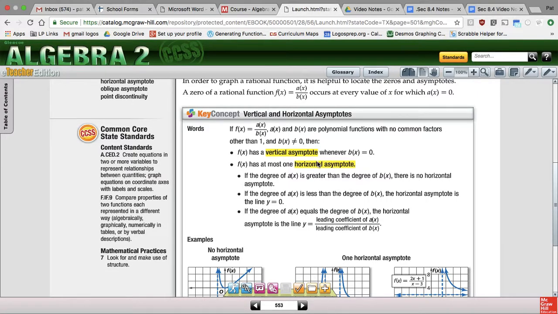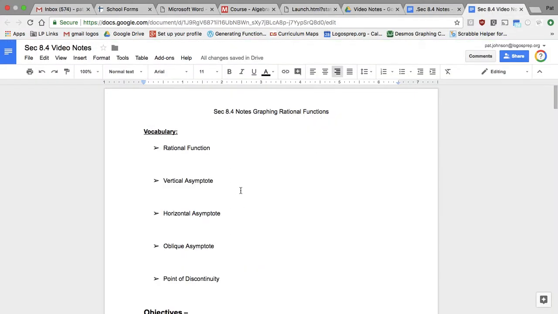We already said an asymptote is a line that a graph approaches but never reaches. Let's refresh what a vertical and a horizontal asymptote are. A vertical asymptote is a vertical line that a graph approaches but doesn't touch or cross. A horizontal asymptote is a horizontal line that a graph approaches but doesn't touch. So it's going to be important that you write those definitions down.